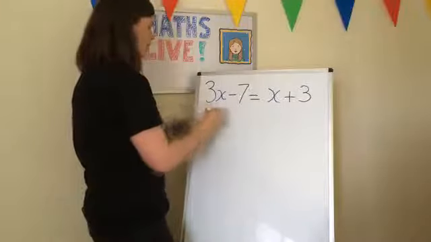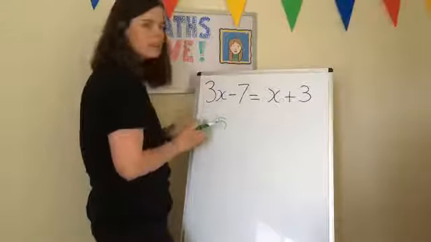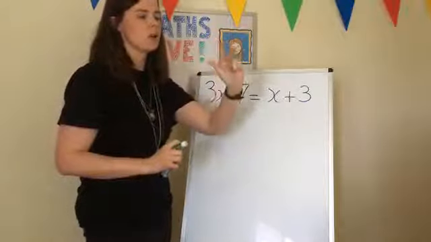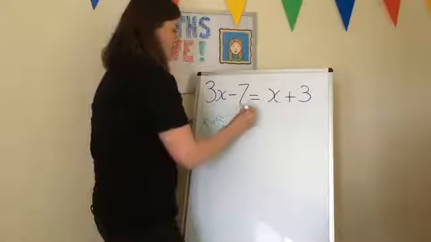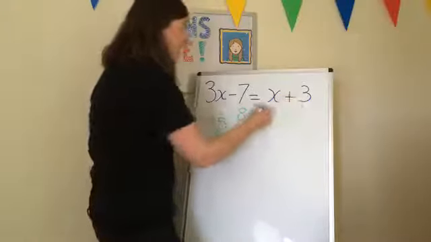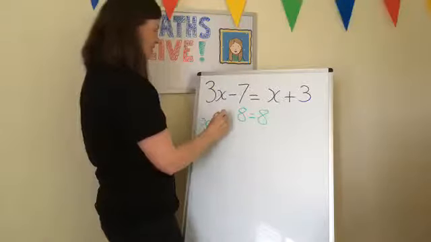Okay, so let's try 5. So 3 times 5 is 15. 15 take away 7, so 15, 14, 13, 12, 11, 10, 9, 8. So it's 8 on this side. And then 5 plus 3 is 8. So x is 5.